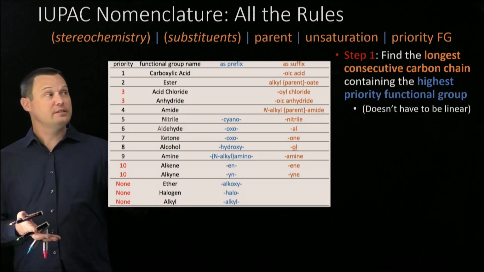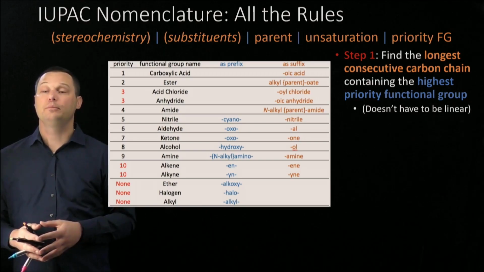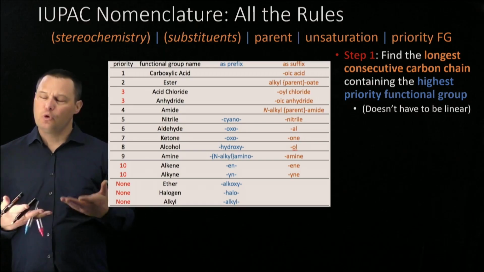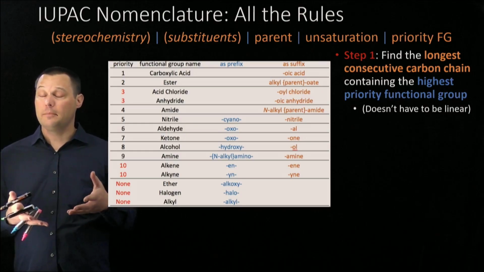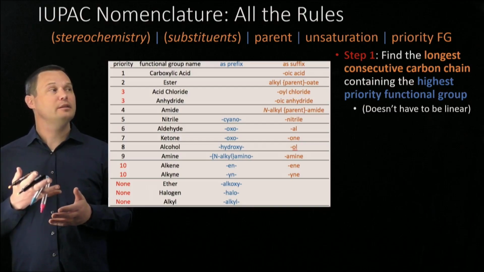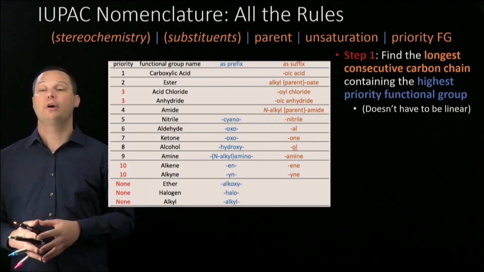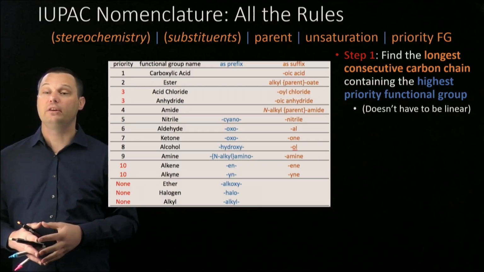They don't dictate the suffix on the end of the IUPAC name. They are little bits of free decoration that we can put around the molecule that don't have priority. You're going to need to know this list. Molecules can be simple, molecules can be very complex, but step number 1 for IUPAC nomenclature is to find the longest consecutive carbon chain that contains the highest priority functional group, with the caveat that it does not necessarily have to be horizontally linear across the page.